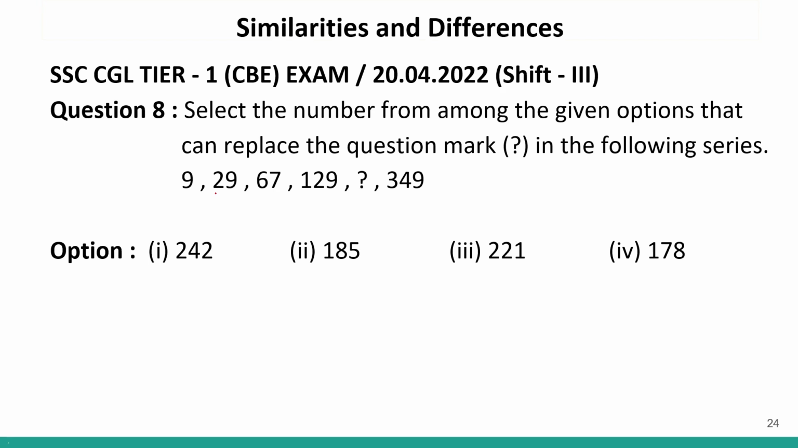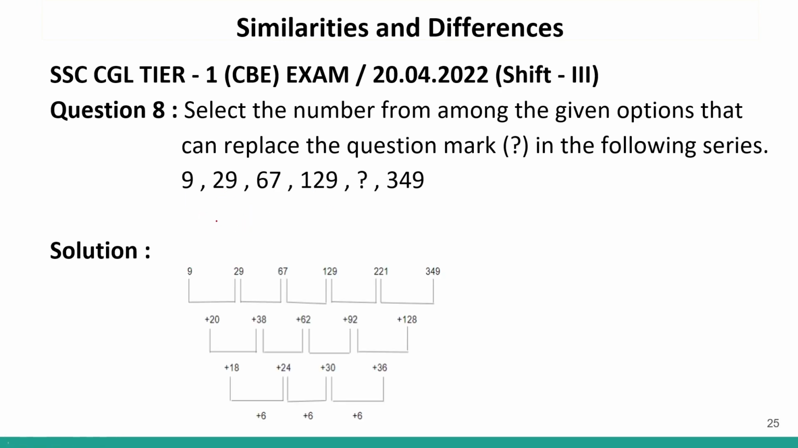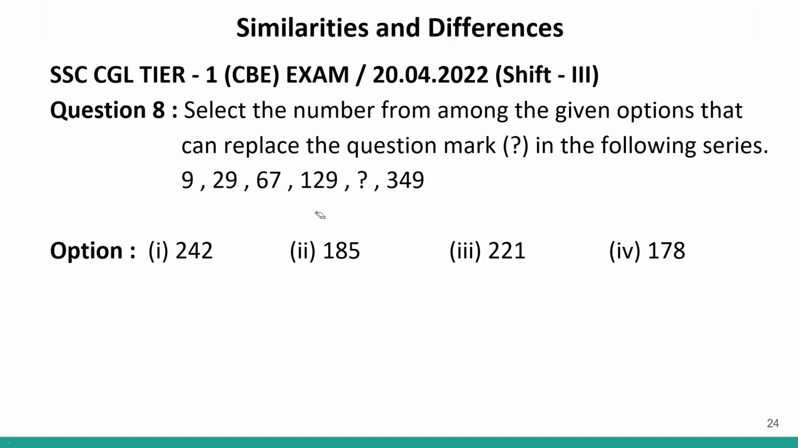Now, 9, 29, 67. Again, this is an increment of 20. This is an increment of 38. This is an increment of 62. So again, I cannot follow a logic. So let me break it down for you guys. So 9, 29, 67, 129, and let us leave this figure for right now. We'll come back to it later. So this is 20, this is 38, and this is 62.